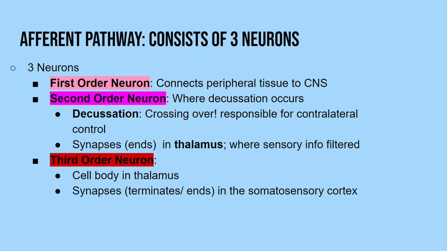So we're going to learn about 2 specific sensory pathways, and where the crossing over occurs in the central nervous system is a very big discrepancy between the 2 pathways, but we'll go over that. The second order neuron synapses or ends in the thalamus, and this is where sensory information is filtered. And the third order neuron goes from the thalamus to the somatosensory cortex, where the brain perceives the stimulus.